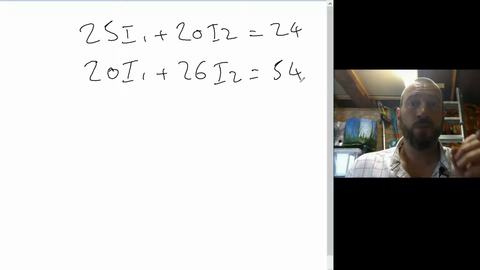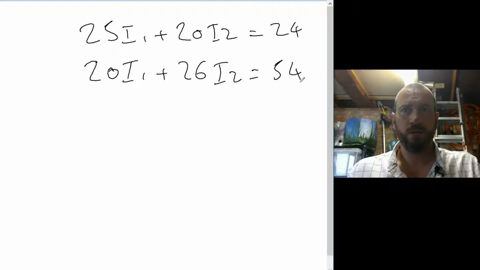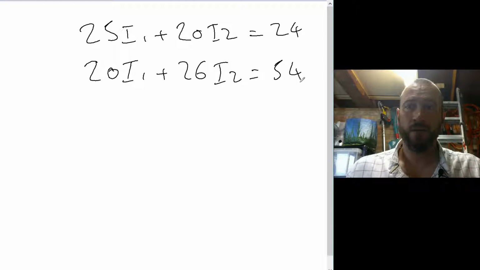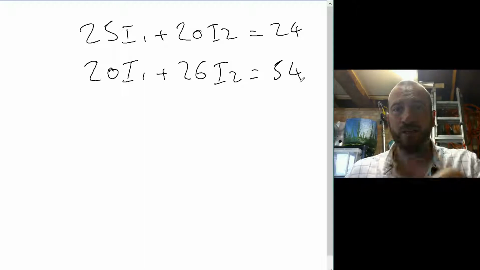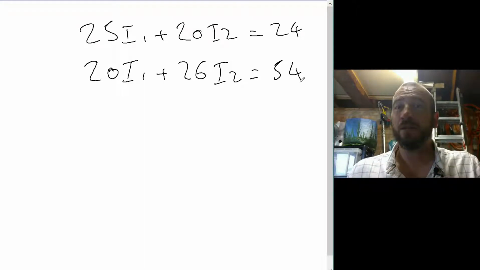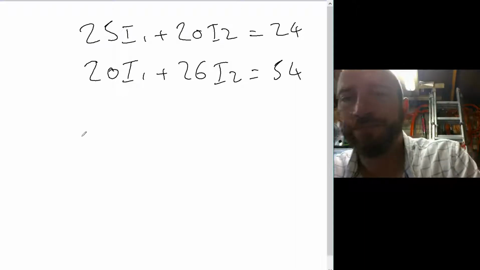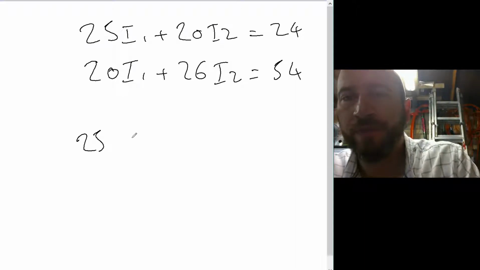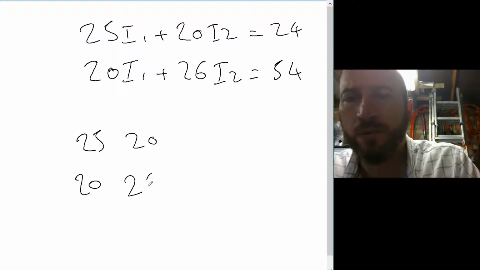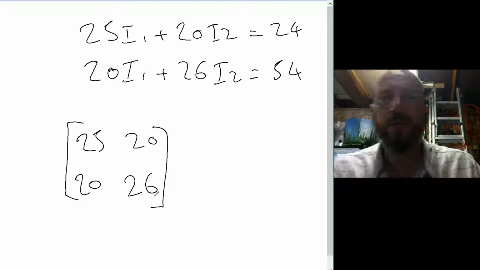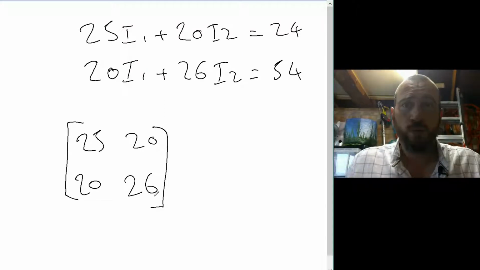What we do initially is we take the coefficients of the unknown values. So 25 is the coefficient of I1, 20 is the coefficient of I2 in the first equation. If we take those 4 coefficients, we can put them into a 2 by 2 matrix, like this. 25, 20, 20, 26. So those are values that we know.